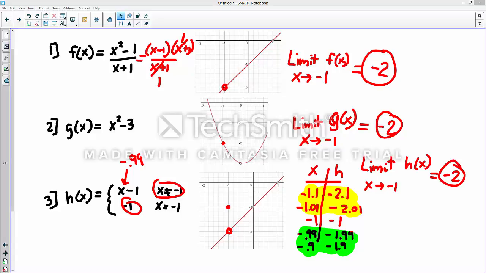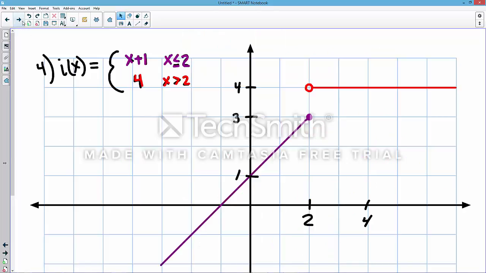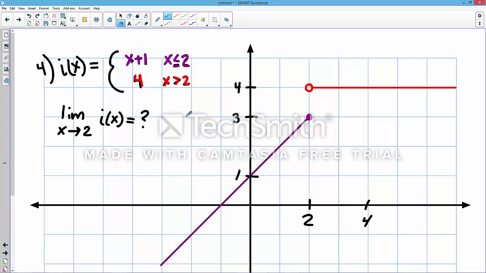Okay, so let's look at our fourth example, and let's see what happens when sometimes we don't have a limit. Okay, so in problem 4 here, what we're going to do is explore a piecewise function, and explore what happens when someone asks us for the limit as x approaches 2 of this function. Okay, what's the limit as x approaches 2 of I?